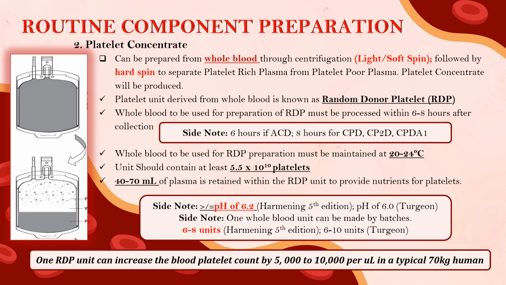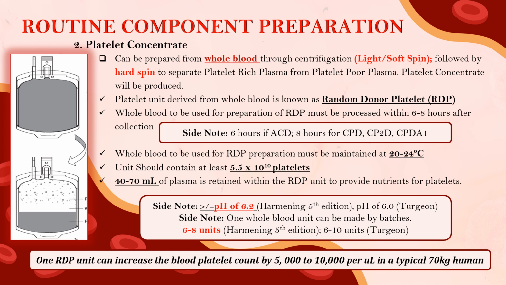So take note of this, class. For an RDP unit, it should contain at least the standard notation 5.5 times 10 to the 10th power for a single random donor platelet unit. And actually, in an individual RDP unit, we retain plasma of about 40 to 70 ml in order to provide the nutrients for these platelets.